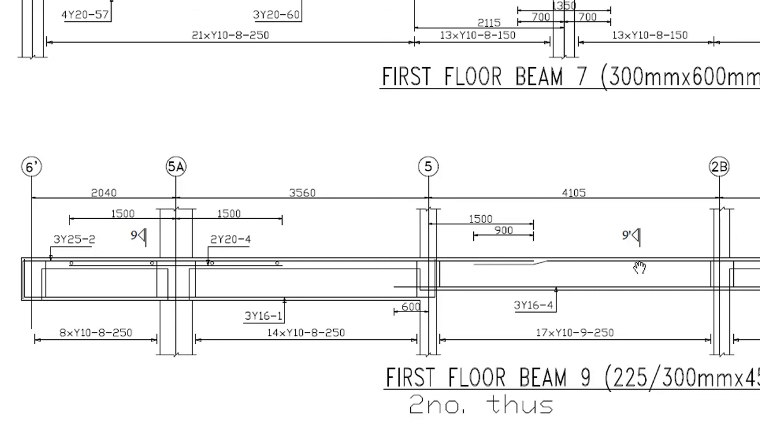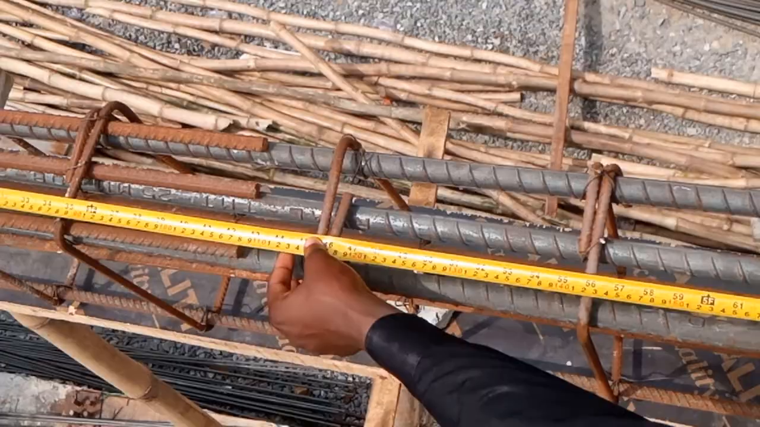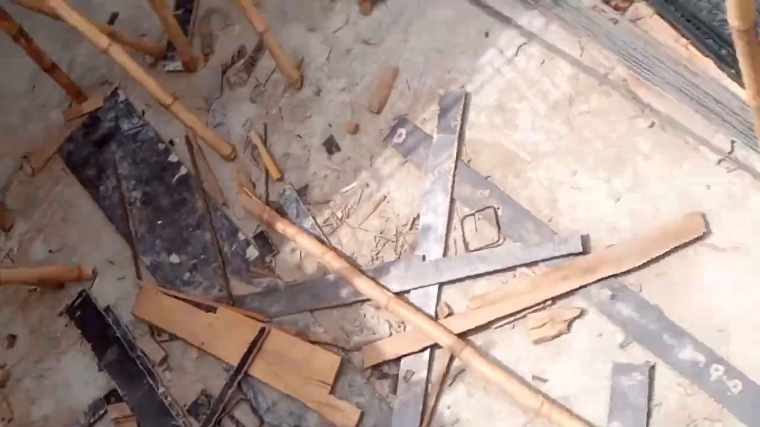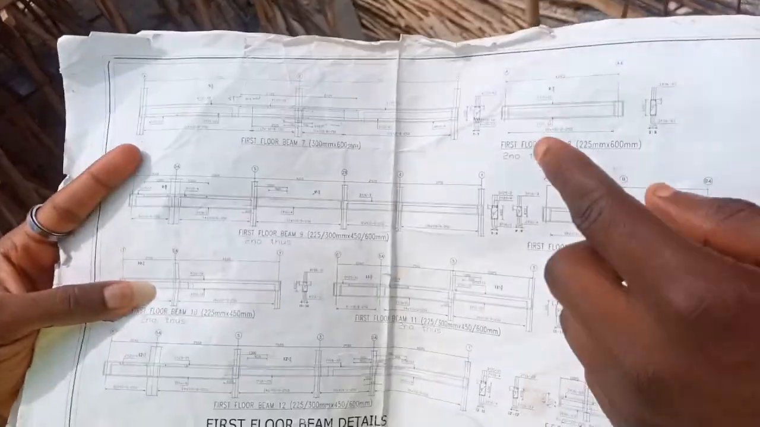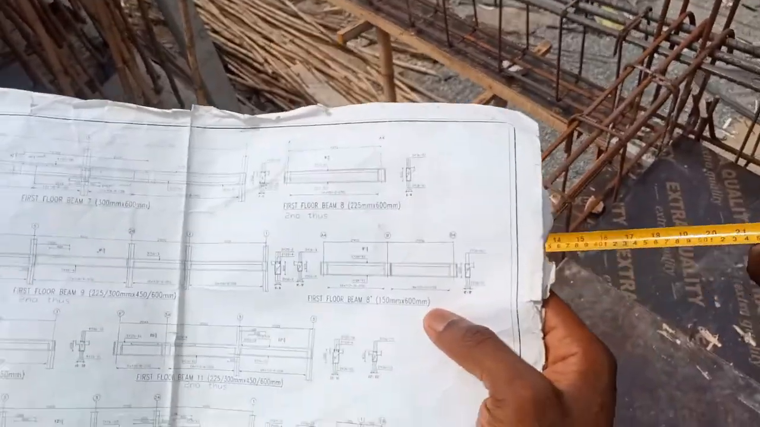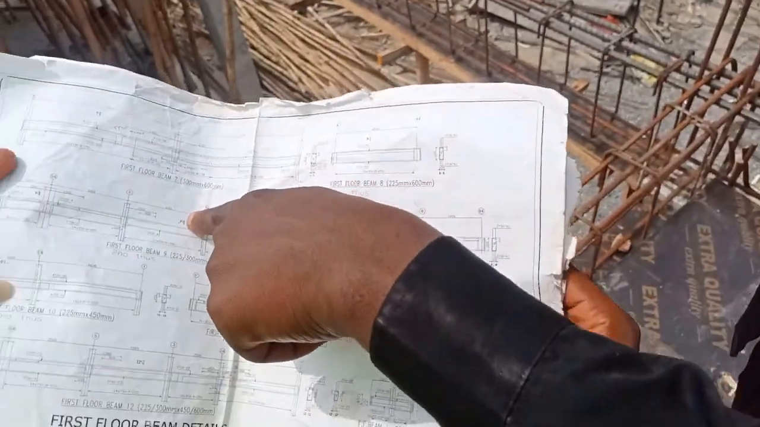You can see, so if you look at the lapping length here, this is almost 1,100. You can see, it's even more than 900. You understand? So that's the lapping length. The length that is provided in the drawing is 900, but to be on the safer side, we provided 1,100 on the site. It shouldn't be lesser. It can be greater.